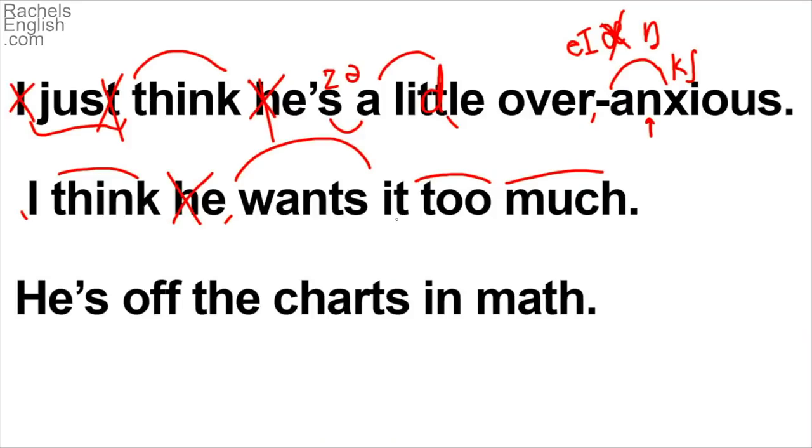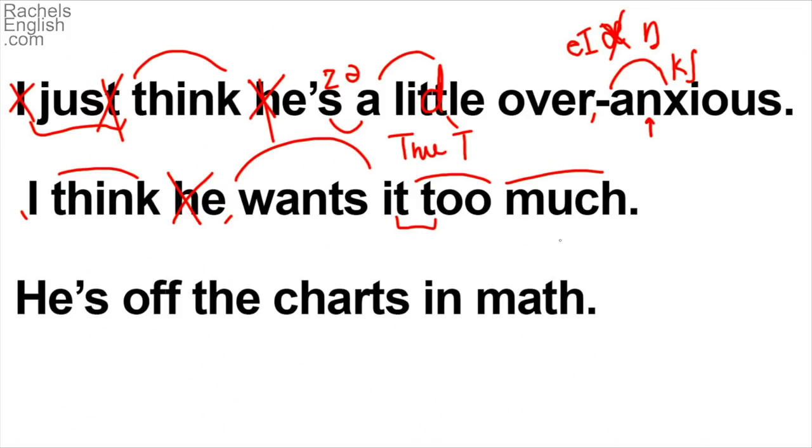I think he wants it too much. Then we have it and too, and they link together with a single true T. It too much. It's too much. He's off the charts in math.